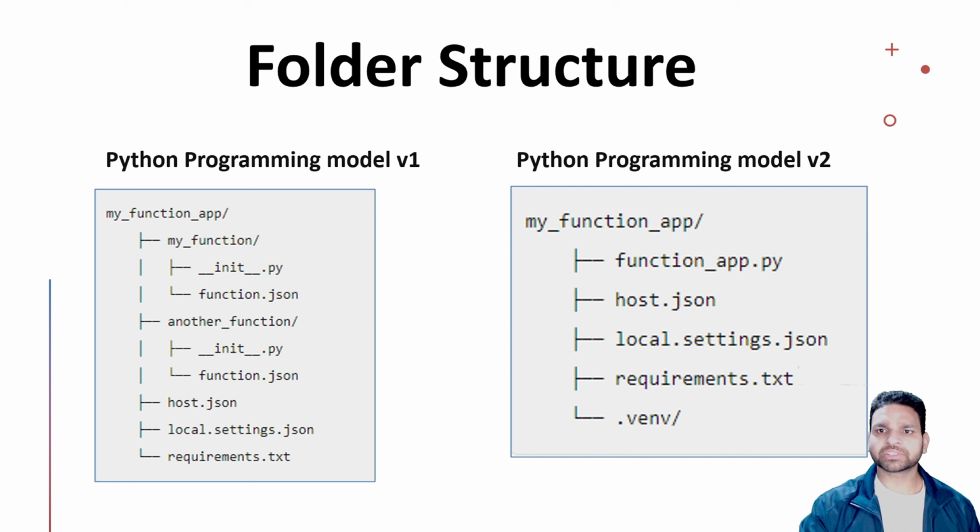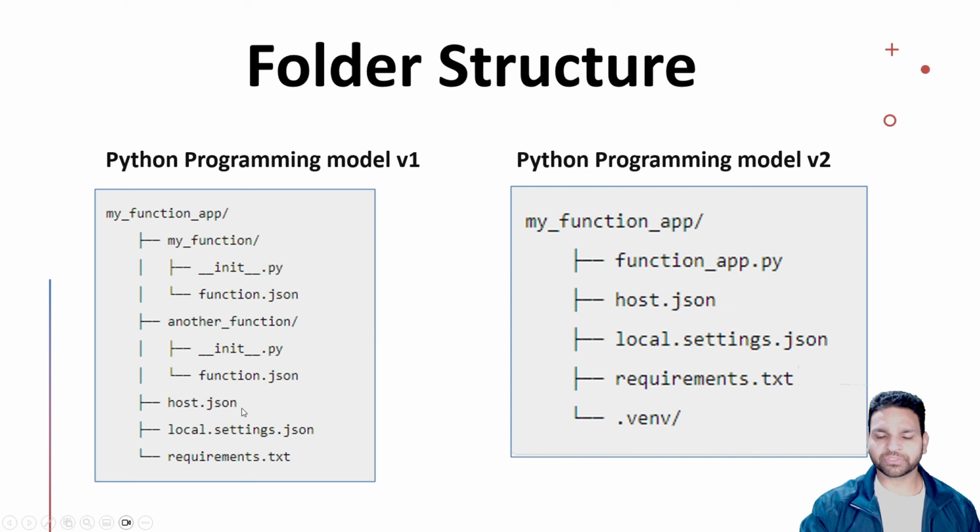This is the folder structure for the Python programming model v1, where there is an init.py file where you define the task of the function or introduce your function, and in function.json you have to define the properties and the bindings. So if you want to create multiple functions, then every time you have to create a different folder for that function. And in that folder, you have to define the init.py file and function.json, which is a replication of effort.